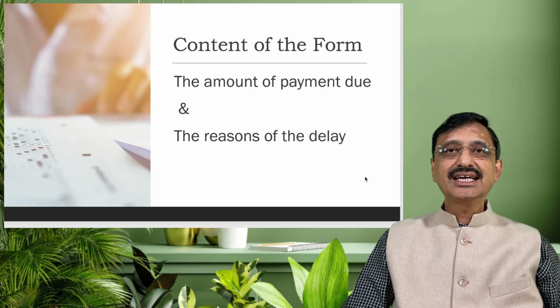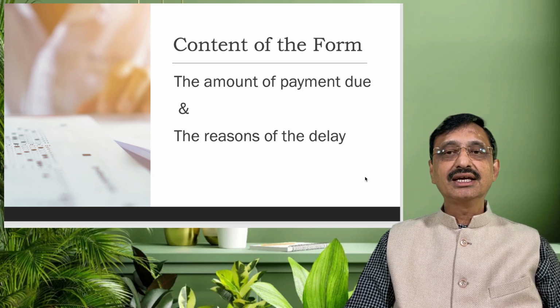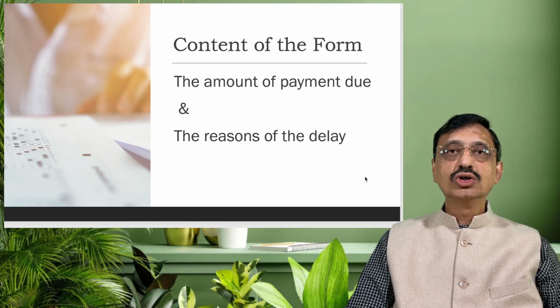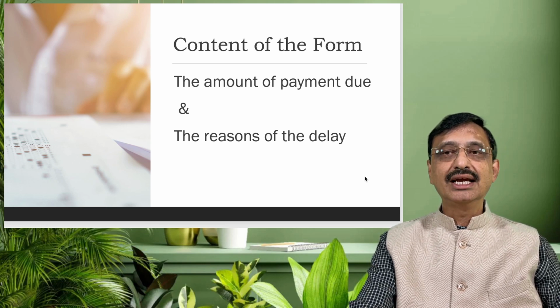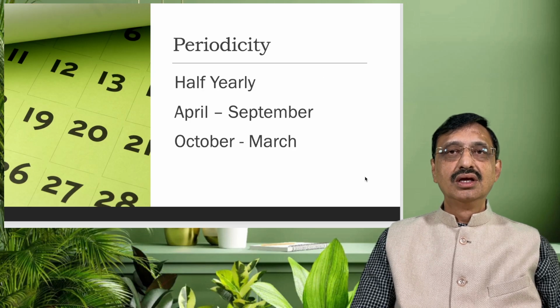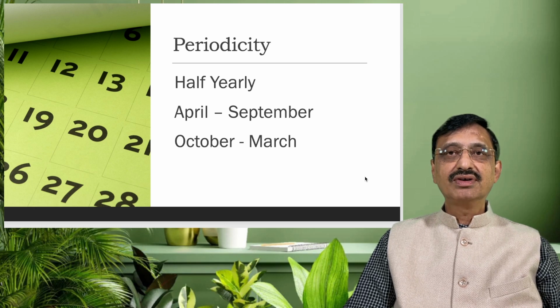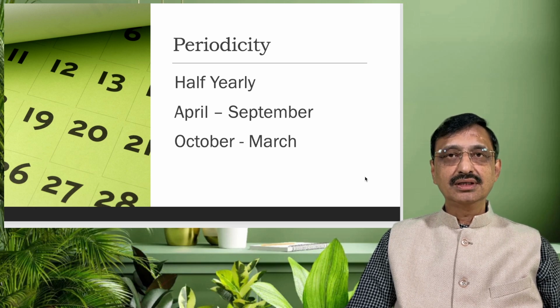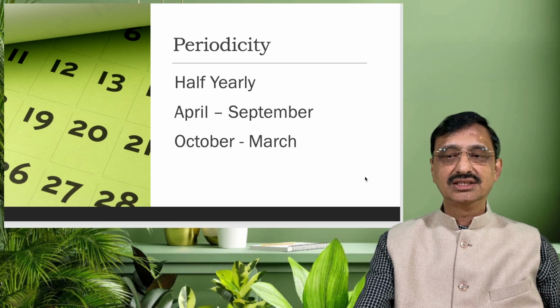Now, what is the content of the form? In the form, the specified company has to give the details of the amount of payment due and also why there is a delay in payment to such micro and small enterprises. Now, this form is to be filed half yearly, means for the periods from April to September is one of the periodicity of which the form is to be filed. And the second period covered is from the month of October to the month of March.